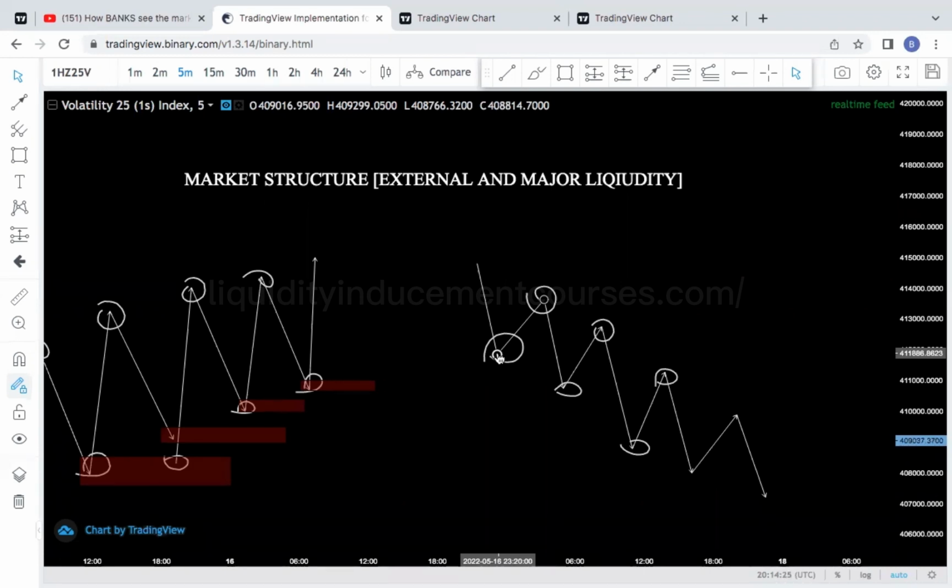Now, let's quickly deal with the characteristic of major liquidity. All right, before I get to that, let's talk about two types of structure. Let's do that quick.